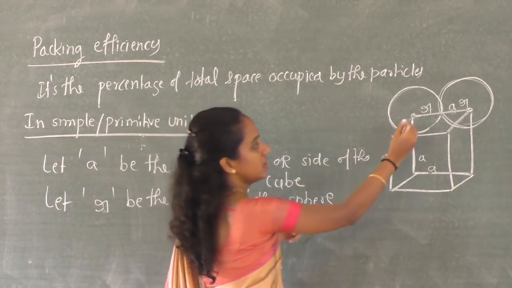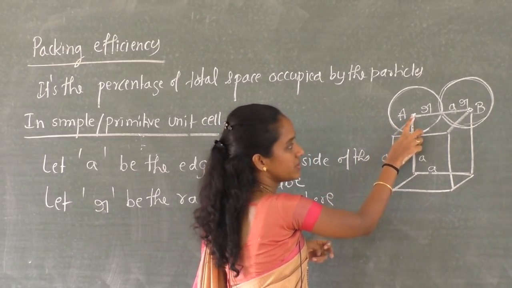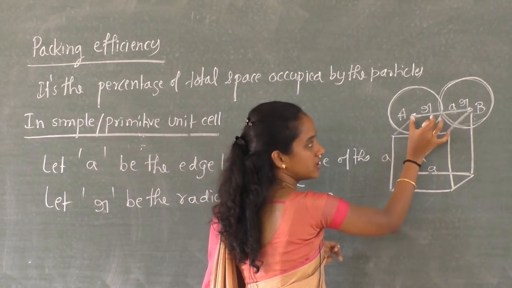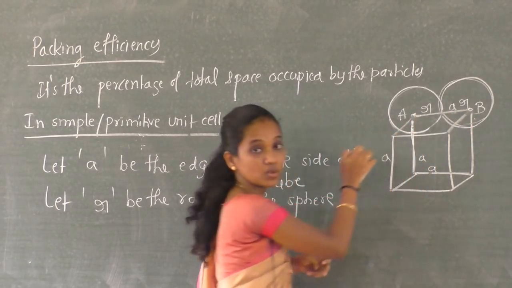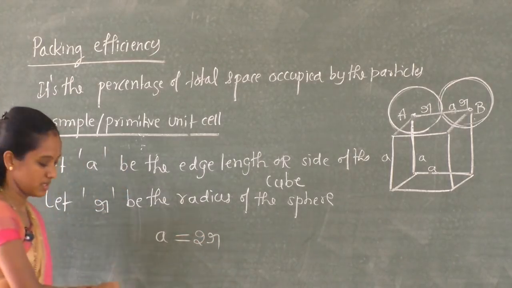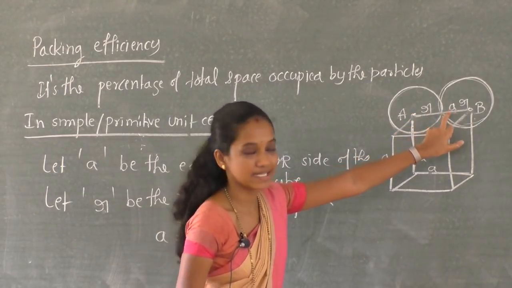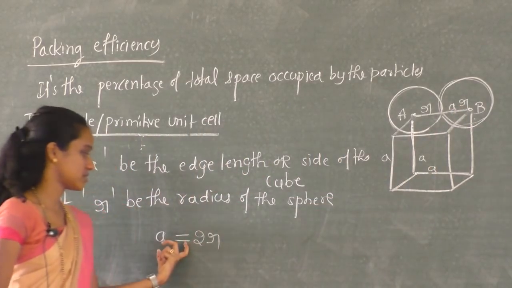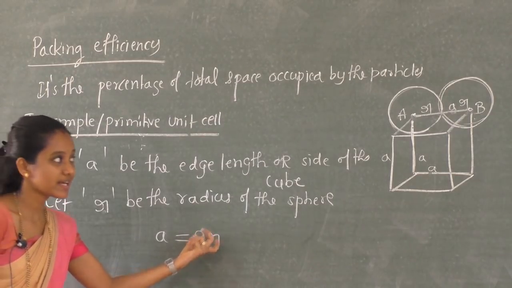You see here, I'll name it as AB. So the distance between A and B is R and R, 2 times R. So I'll write like this, A is equal to 2R. A is equal to 2R. Yes or no? Yes. So the distance between A and B, which is A, is equal to 2 times R. So I can write A is equal to 2R.